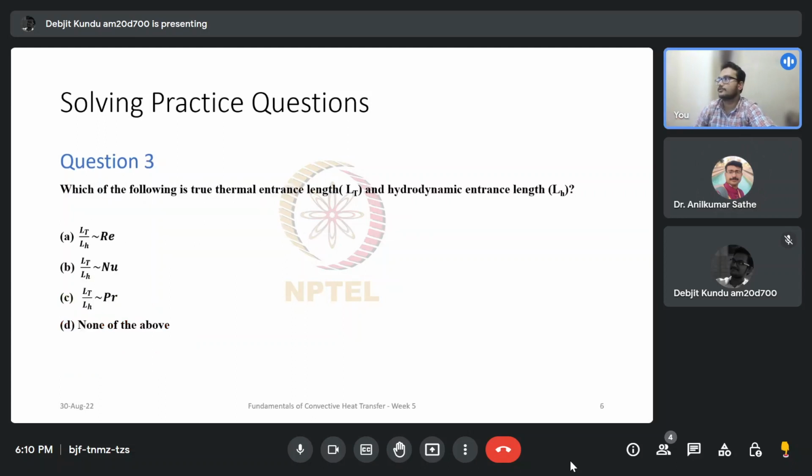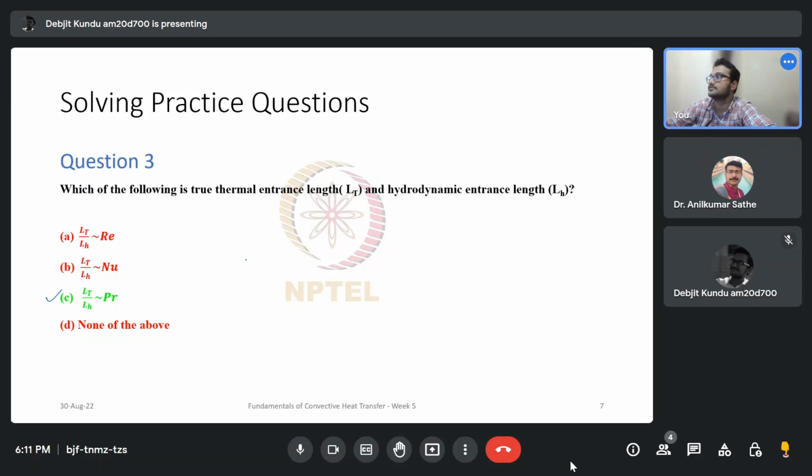Moving on to question number 3. Which of the following is true for thermal entrance length LT and hydrodynamic entrance length LH? Option C, the Prandtl number. That's a very quick answer. So option C, LT by LH is proportional to Prandtl number, is the correct one. The derivation was shown in class. I hope you remember it and no clarification is required.